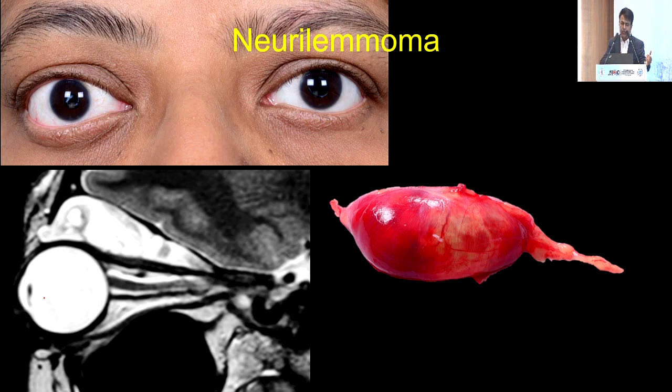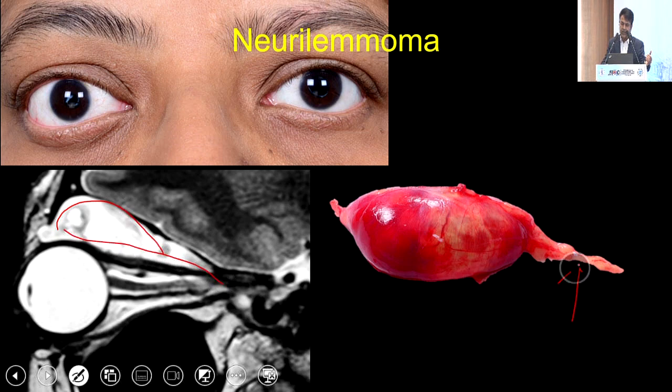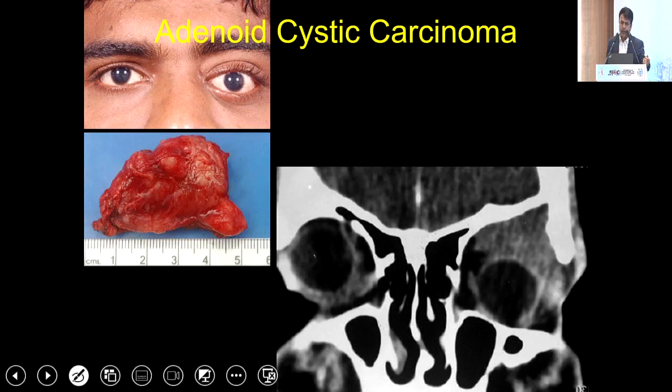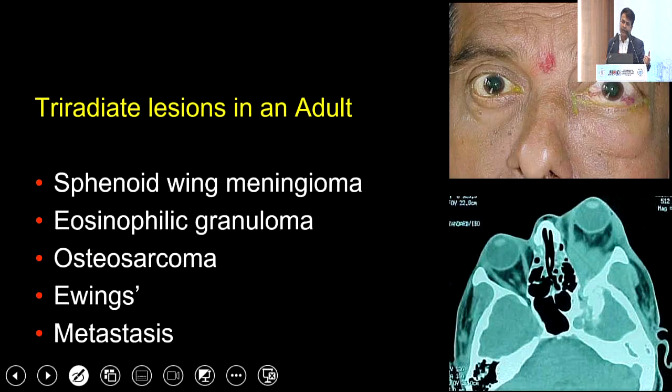For example, a tumor of this sort would be arising from the supraorbital nerve, and that is neurilemmoma. You already know the diagnosis. So you have to explain to the patient there will be consequent loss of sensation in the forehead and scalp if you were to operate on this patient. Adenoid cystic carcinoma, obviously, if you know the diagnosis already, you would do multimodal treatment. Triradiate lesions have very specific differential diagnosis.